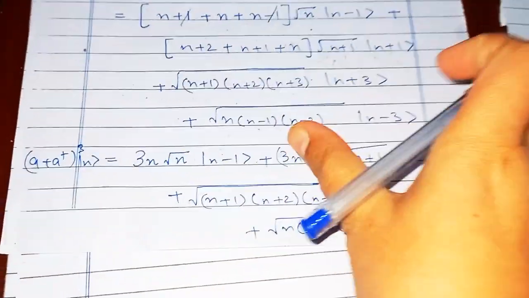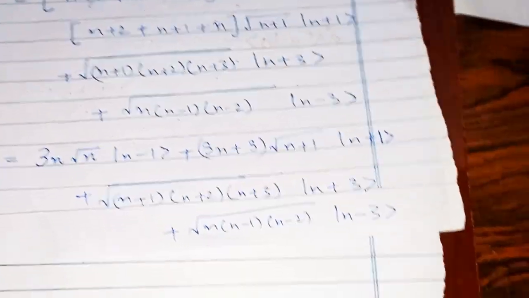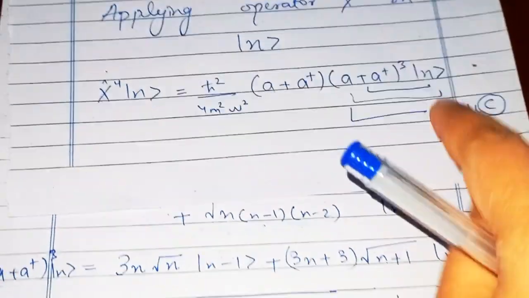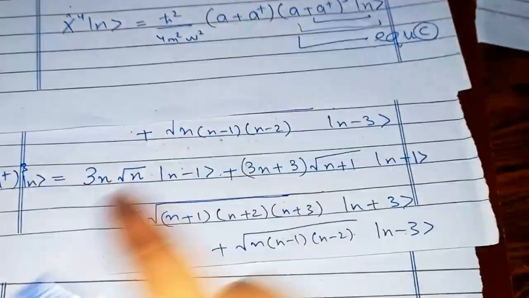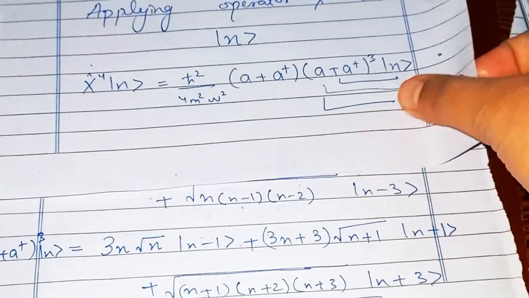So let's put this value into equation number C here. Okay, this is the equation number C, and we know this expression is equals to this. So let's put it right here, and let's do the rest of the things that are needed.